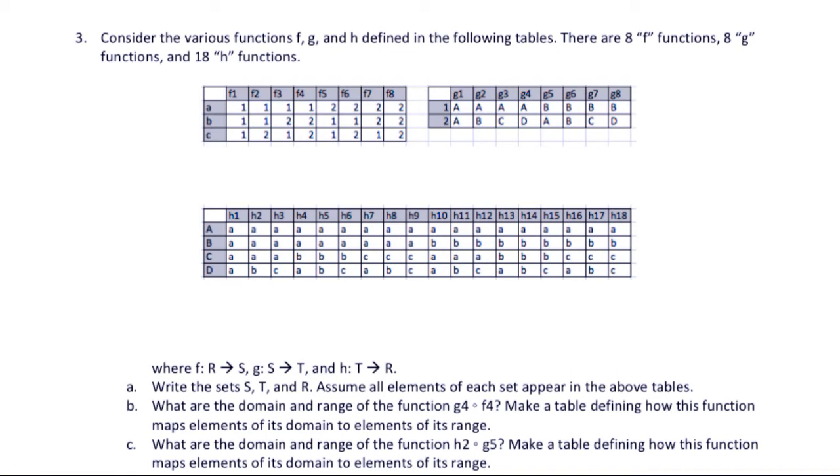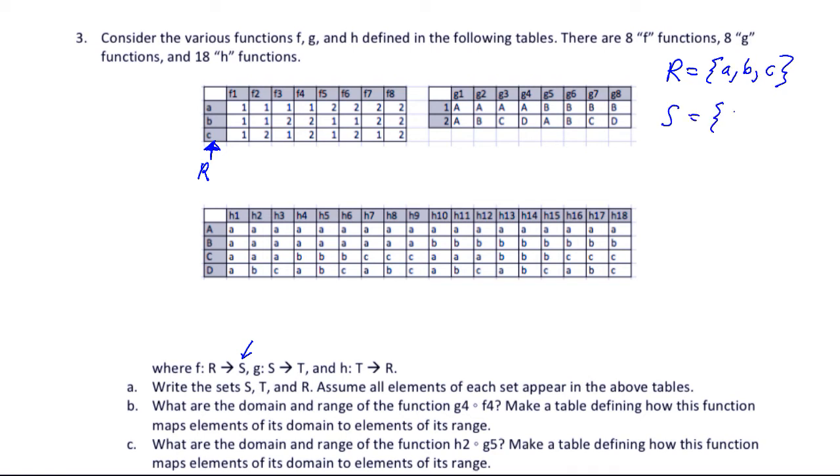Okay, so what we've got is the set R has to be here because that's the domain of the f functions. So that's the set R. The set S is the range of f, and the range of f is mapping the elements a, b, and c to the numbers 1 and 2. So S is the set {1, 2}.